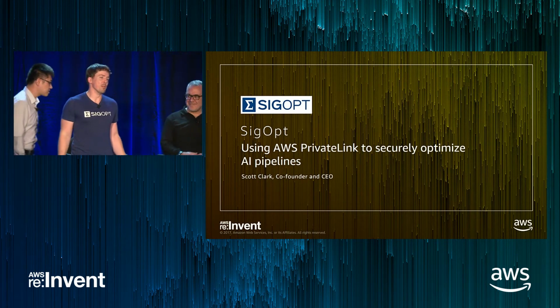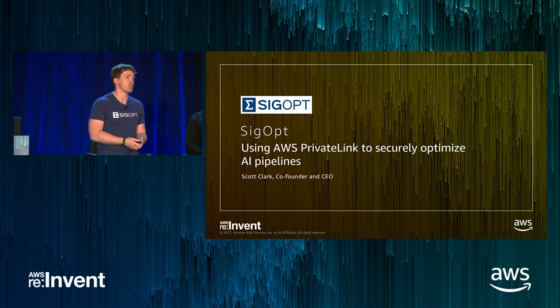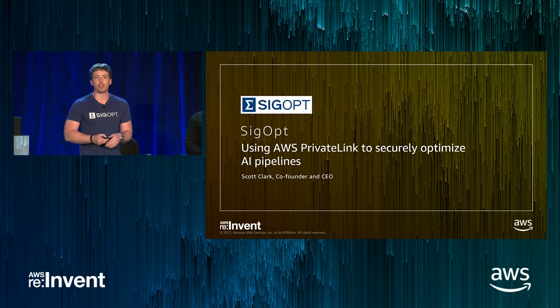Excellent. Thank you so much, Tim. We're really honored to be a part of this, one of the launch partners of PrivateLink. It really enables us to tackle problems for some of our more security-minded customers that would otherwise be completely impossible. In addition to that, we're also really happy to be named one of the AI competency partners early this week. And I'm going to tell you a little bit more about what it is that we do and what PrivateLink enables us to do with our customers.